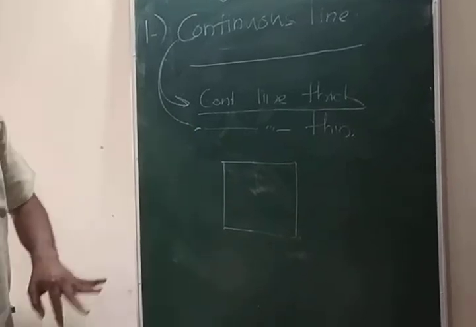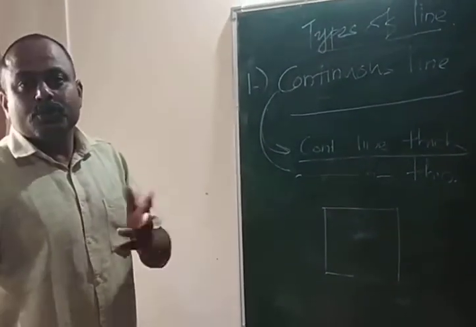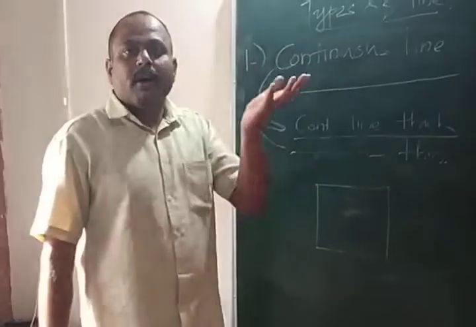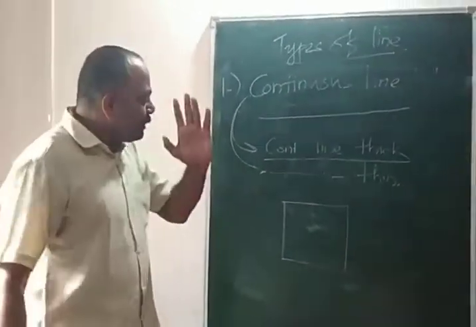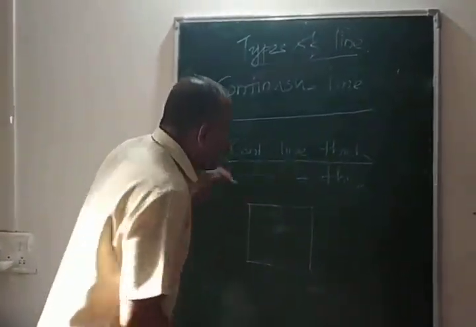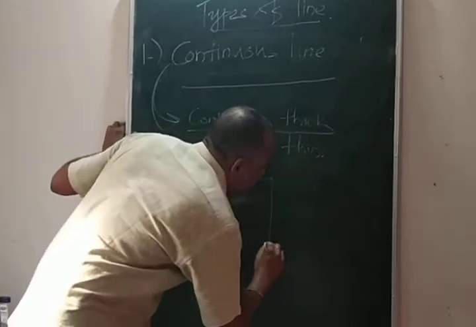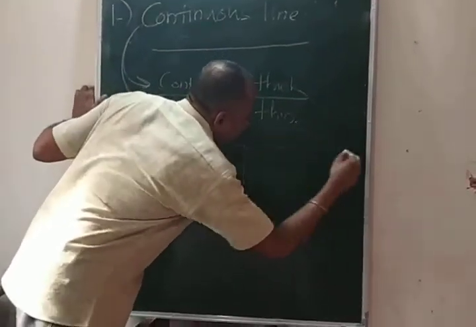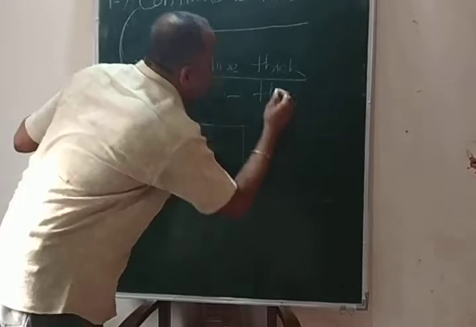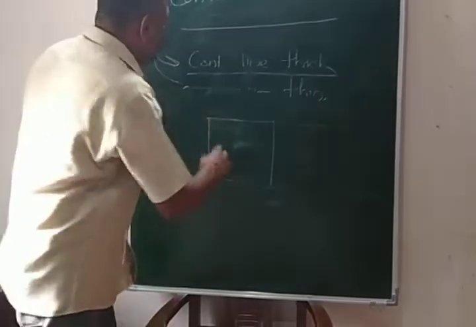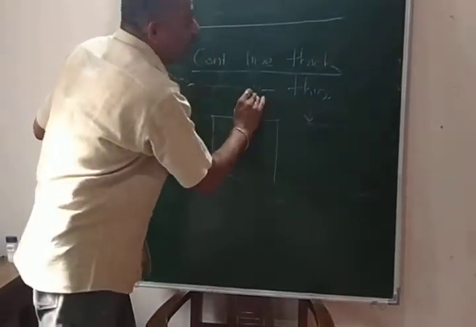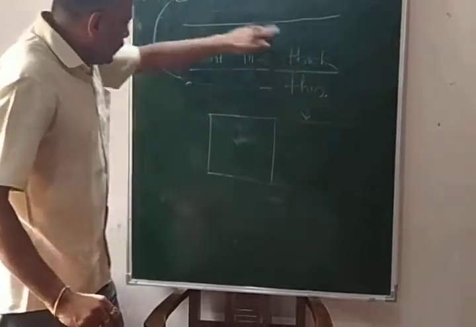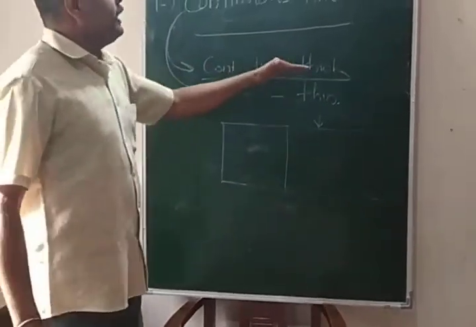Sometimes we have to use projection lines to draw a left hand side view or right hand side view, and for that purpose we use projection lines. These projection lines are drawn very lightly and thinly, and that's why this line is nothing but the continuous line thin, and the other one is continuous line thick.